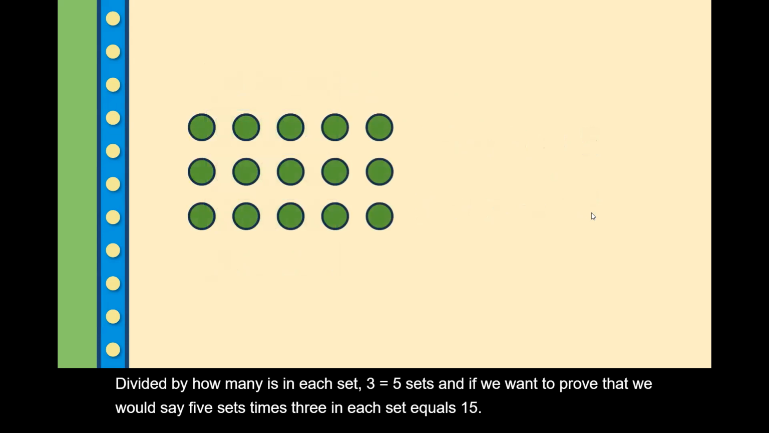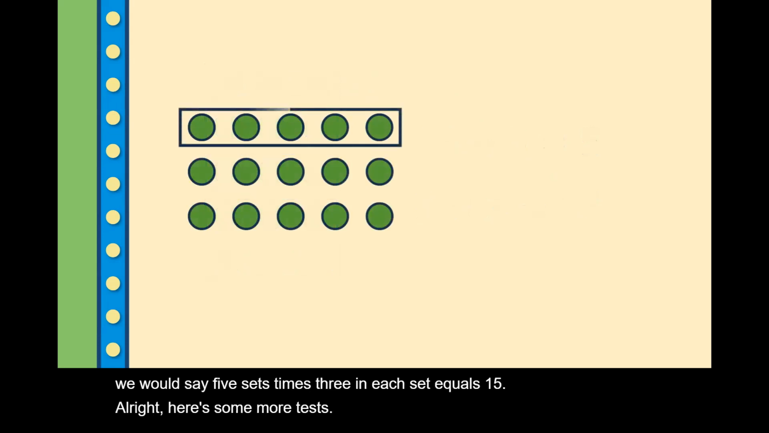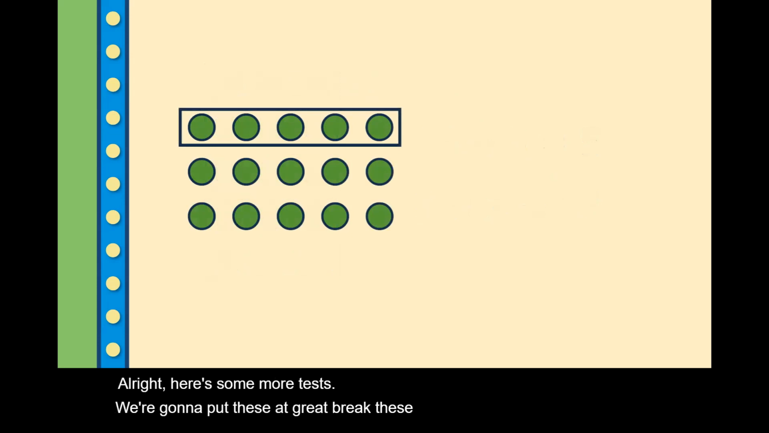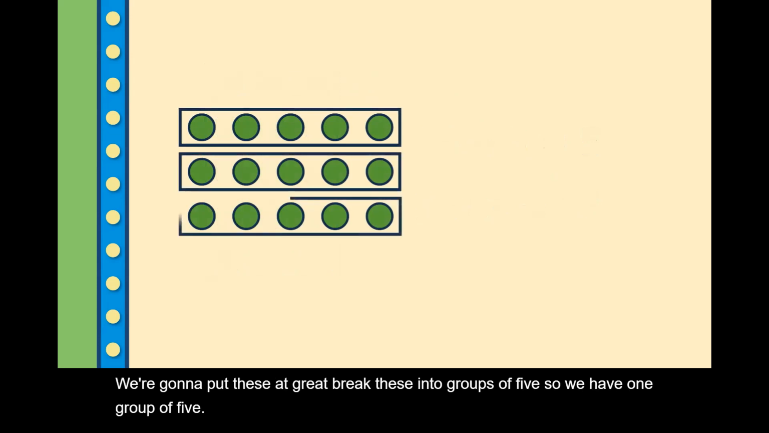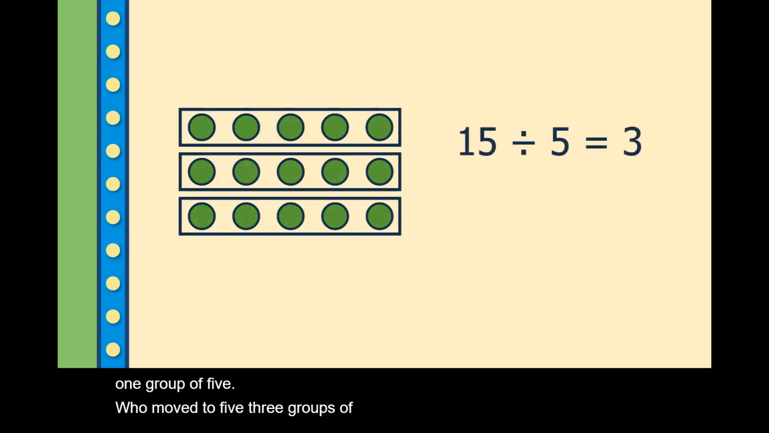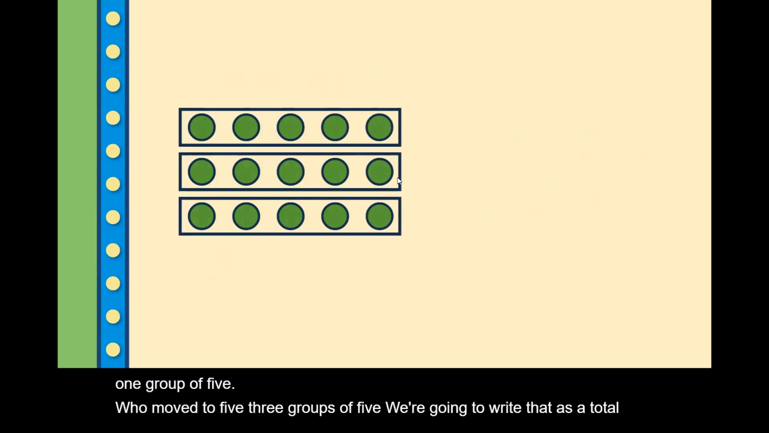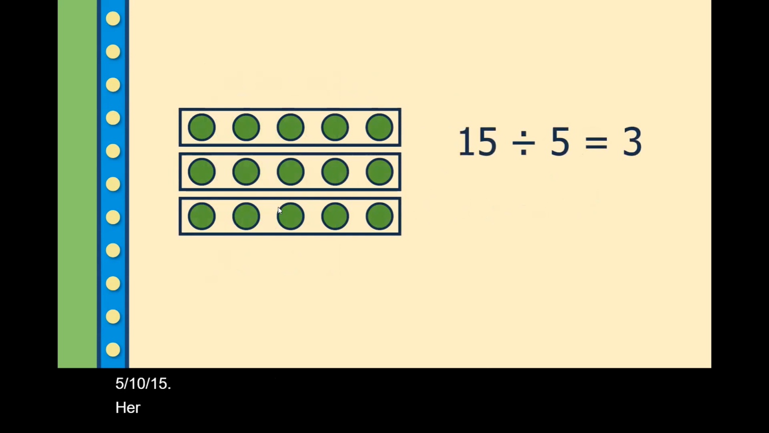All right, here's some more sets. We're going to break these into groups of 5. So we have 1 group of 5, 2 groups of 5, 3 groups of 5. So we're going to write that as a total is 5, 10, 15. 15 total green circles divided into groups of 5 gives us 3 groups.